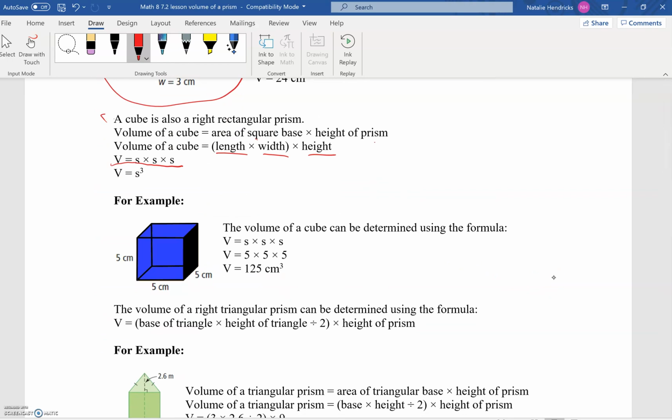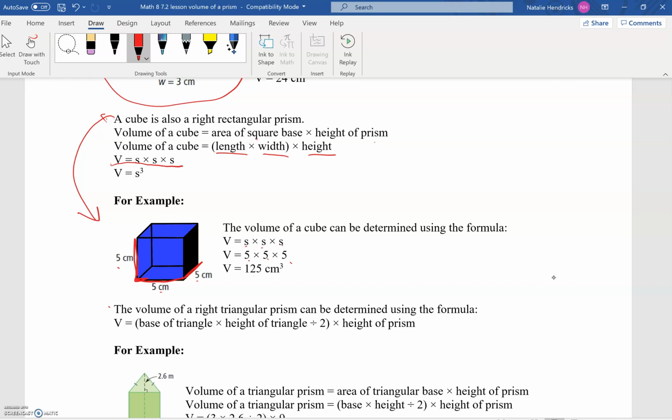So here is our example for the cube. We've got side times side times side. Because it's a cube, they're all going to be the same length. So that's another little trick I want you to remember: if it's a cube, all the sides are going to be the same. So side times side times side, 5 times 5 times 5, is 125 centimeters cubed.